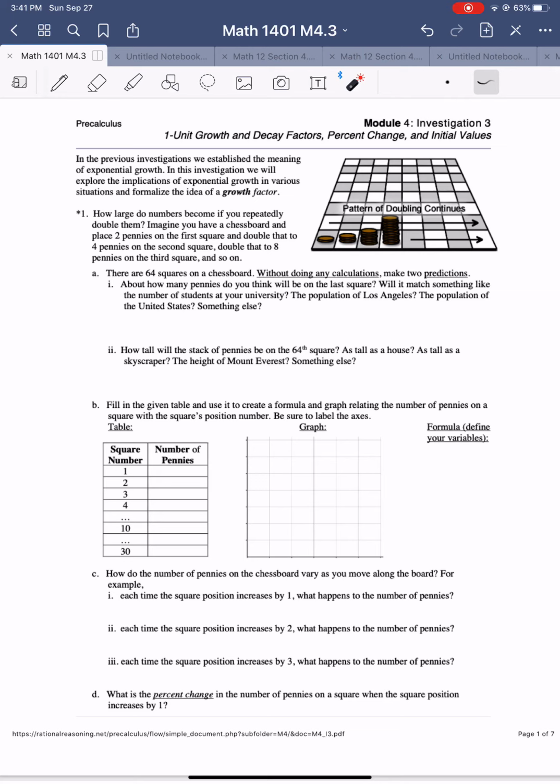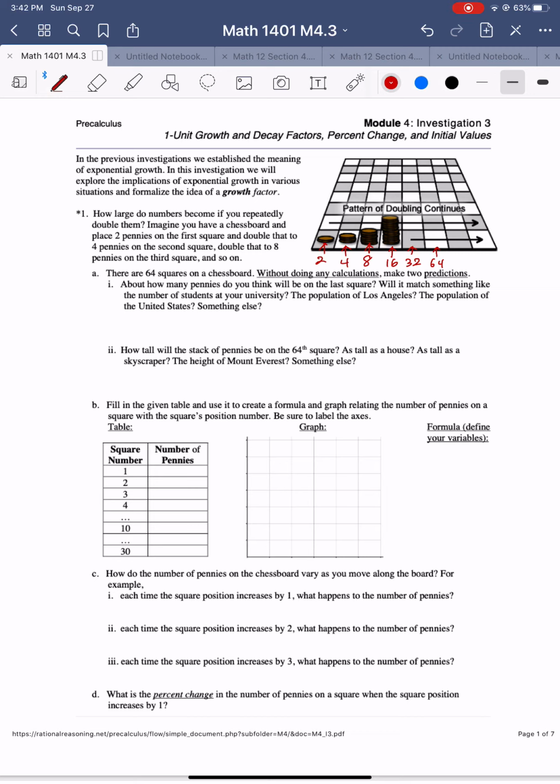So number one, how large do numbers become if you repeatedly double them? Imagine you have a chessboard and place 2 pennies on the first square and double that to 4 pennies on the second square and double that to 8 pennies on the third square. So which means you have 2 pennies here, 4 pennies here, 8 pennies here, and double of 8 is 16, right? So next one should be 32, right? And 64, right? Yeah, so keep working. You're putting the doubles and doubles for the next one from the previous.